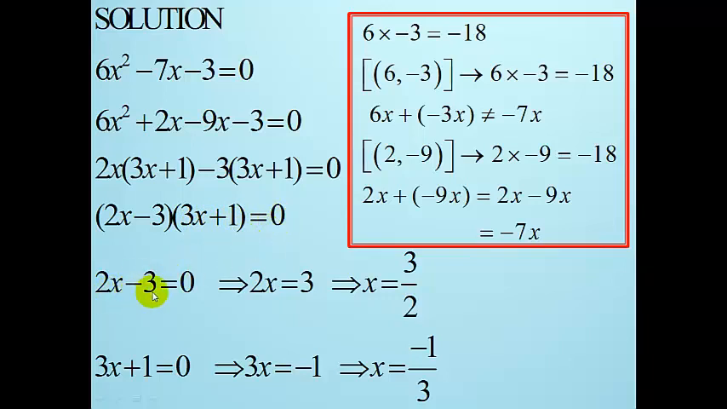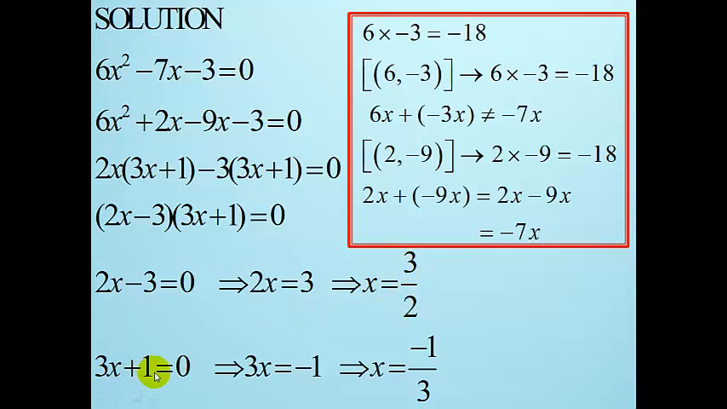Now if 2x minus 3 is equal to 0, how do we solve for x? Minus 3 on the left hand side becomes plus 3 on the right hand side. And we need to divide both sides by 2 in order to make x the subject. When we divide the left hand side 2x by 2, we are left with x. And when we divide the right hand side 3 by 2, we have 3 over 2. That means that the value of x is equal to 3 over 2.